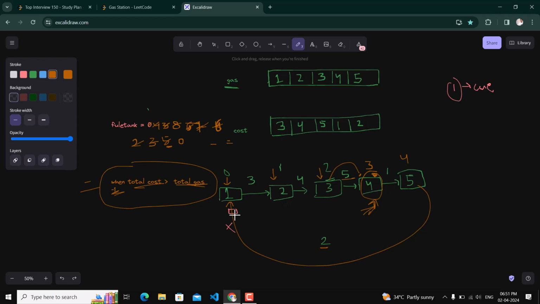Otherwise, if we are not able to, then it is not a required solution, because if it were the required solution, from that point we would be able to traverse all the gas stations clockwise and come back to that point. But as we are not able to travel from I to I plus 1, it is not a required solution. So this is our second scenario. And the first scenario we have seen is where total cost is greater than total gas. In that case it will never be able to travel all these gas stations in a clockwise direction. Okay, so now we will look at its implementation.